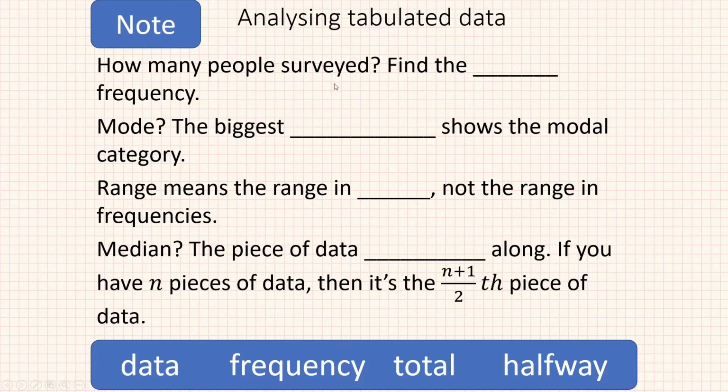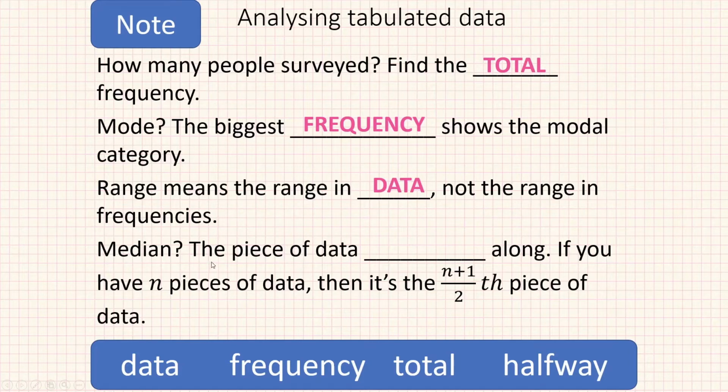How many people were surveyed? Find the total frequency. So you work out the total frequency to tell you how many people you asked or how many people in the population or sample. Mode, the biggest frequency shows the modal category or group, or number if it's just like a shoe size. Range means the range in data, not the range in frequencies. We're looking at the smallest bit of data we collected compared to the biggest bit of data we collected.